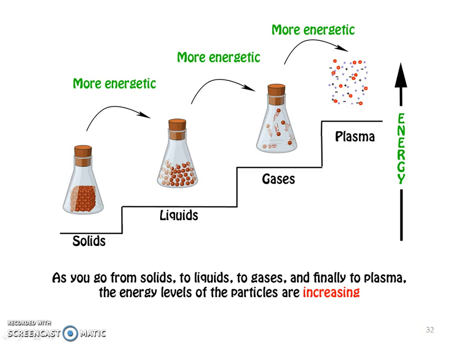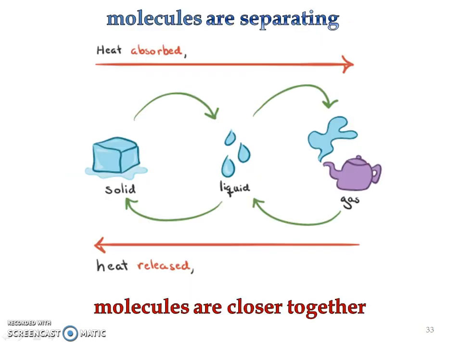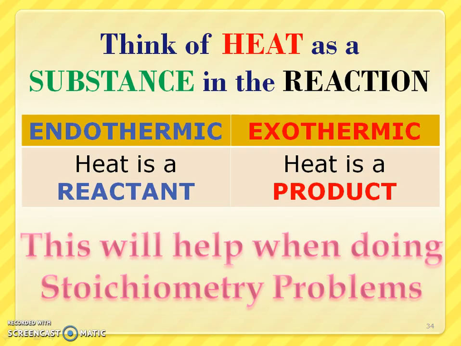This one's a little harder to understand, but hopefully this gives you a better visual. As we go from a solid to a liquid to a gas, we are gaining energy. And because we're gaining energy, that is endothermic. Why is that endothermic? Because those molecules are separating. So the solid molecules or atoms need to absorb heat energy in order to go to a liquid. The liquid needs to absorb energy to go to a gas. So obviously the opposite is true. When the molecules go from a gas to a liquid, liquid to solid, they're becoming closer together, and heat is released into the surroundings.